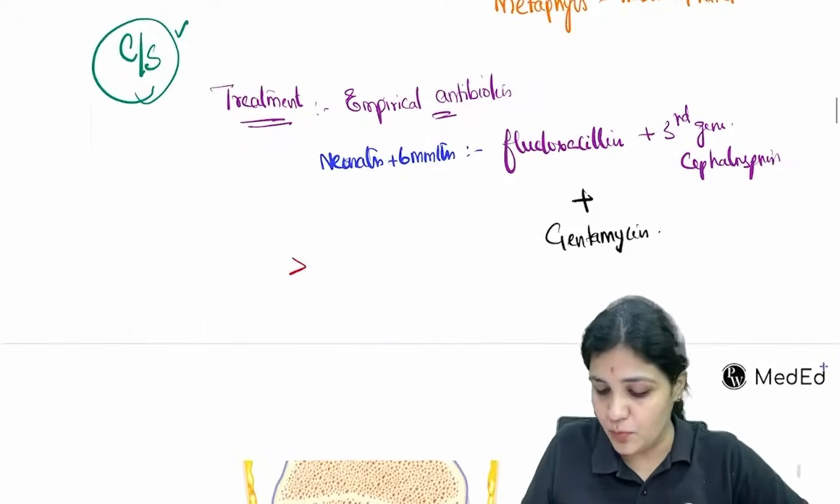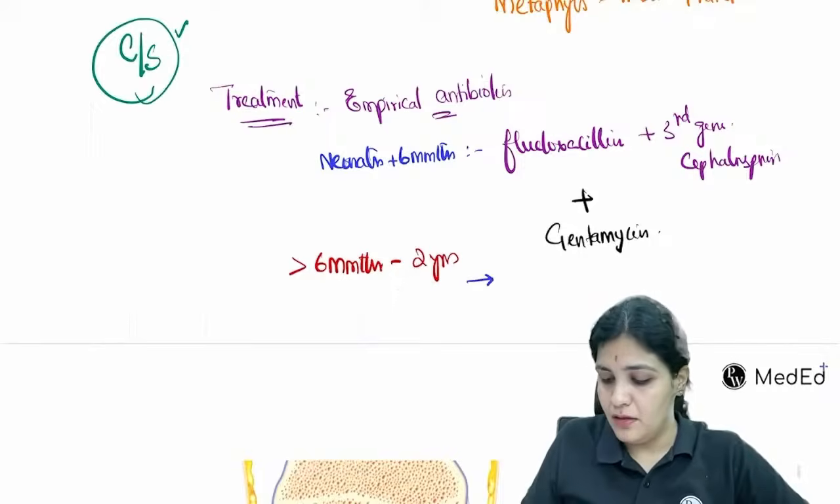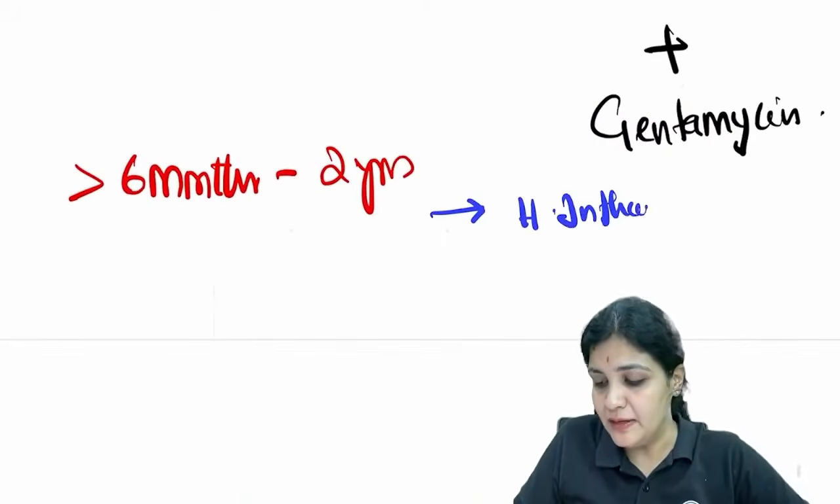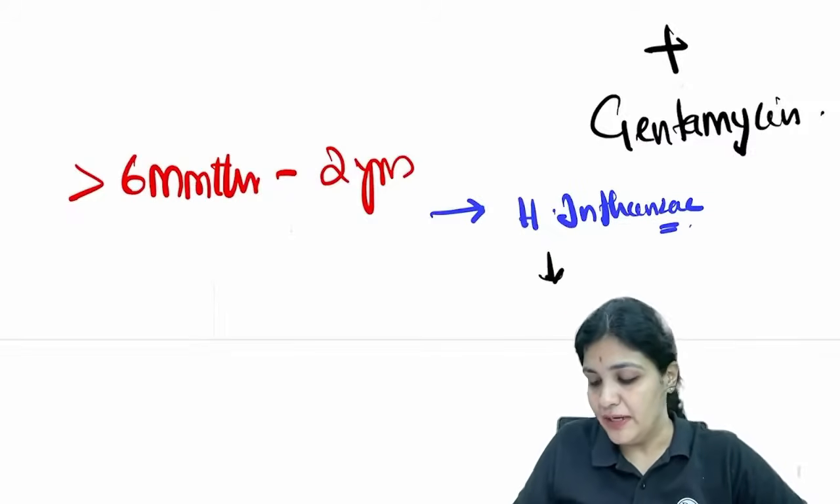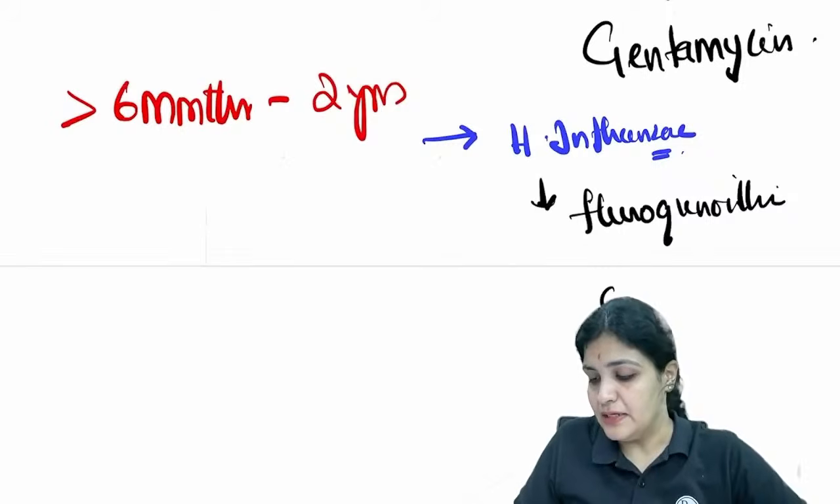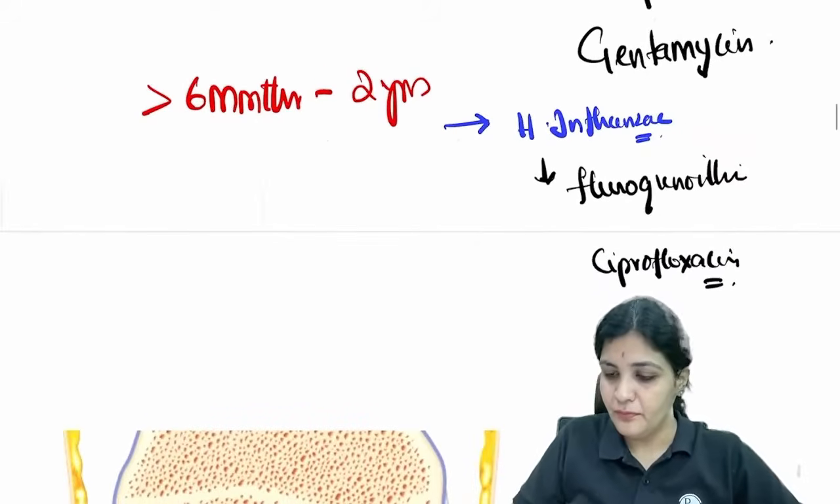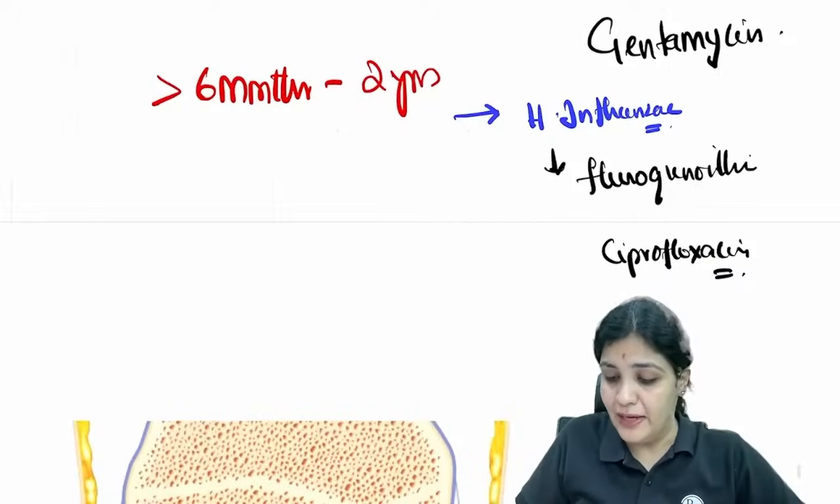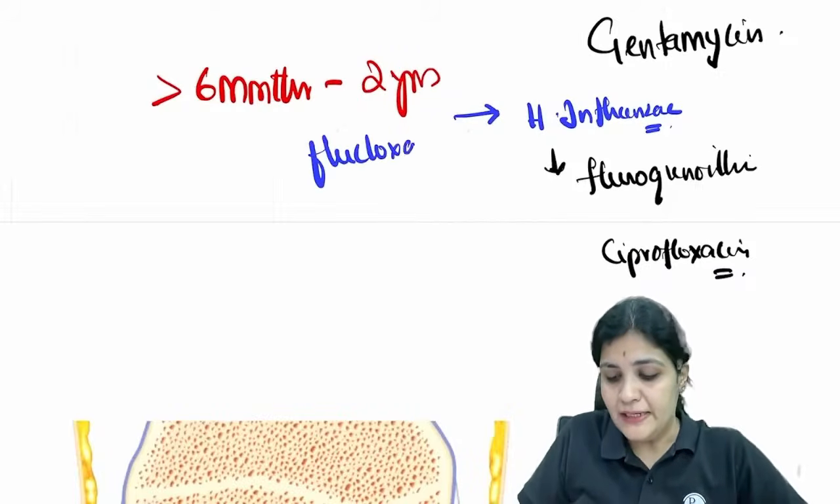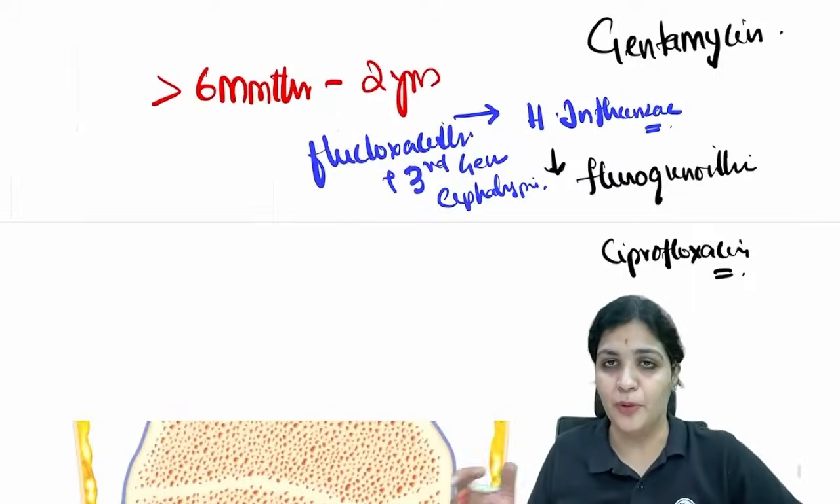Okay, and if the baby is more than 6 months to 2 years, because it is sometimes Haemophilus influenzae, if the baby has not taken any vaccine, you can add a fluoroquinolone, that is ciprofloxacin, right? So always remember this is in addition to your flucloxacillin and your third generation cephalosporins. So always these two are very, very important. Third generation cephalosporins, plus you're going to add another antibiotic based upon the organism, right?